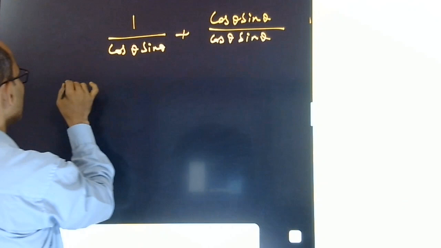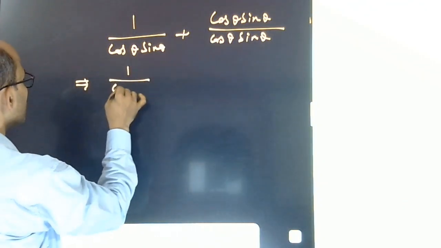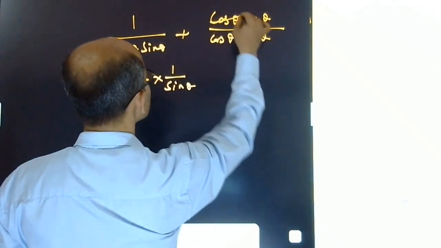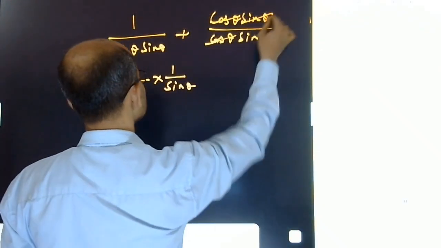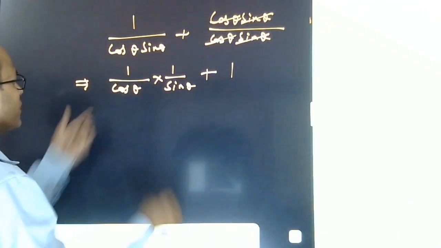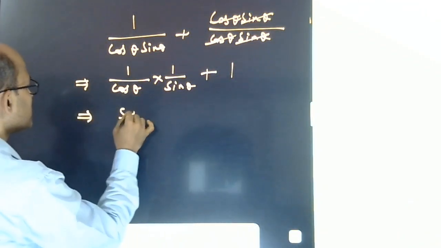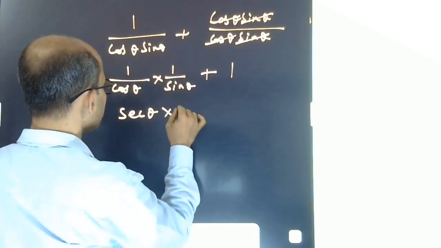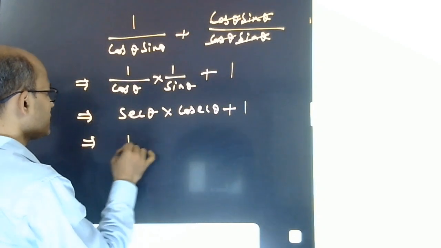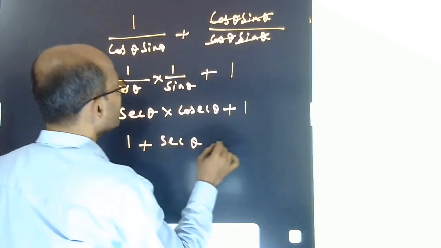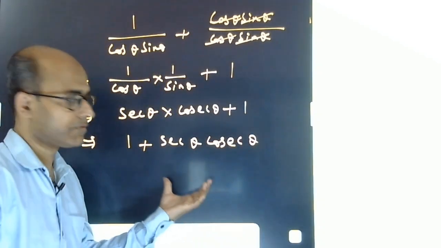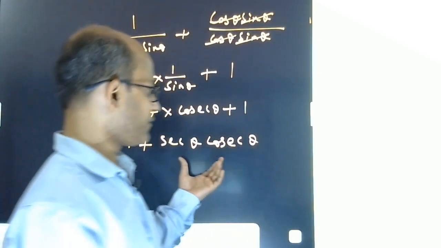So what we are getting here, 1 upon cos theta multiplied by 1 upon sin theta, and cos theta will cancel to cos theta, sin theta will cancel to sin theta. How much will it be? 1. So 1 upon cos theta will give sec theta, 1 upon sin theta will give cosec theta, plus 1, and this was the result which is written in the RHS. So this was the required RHS we have already proved.